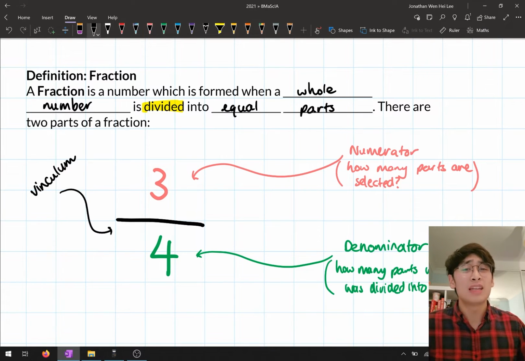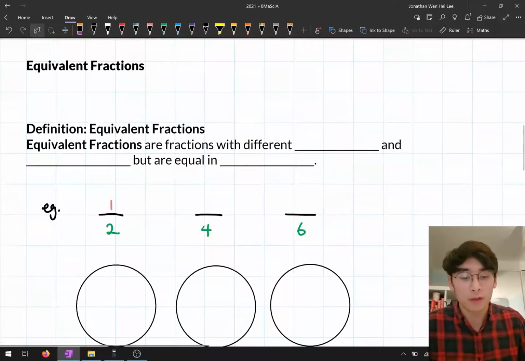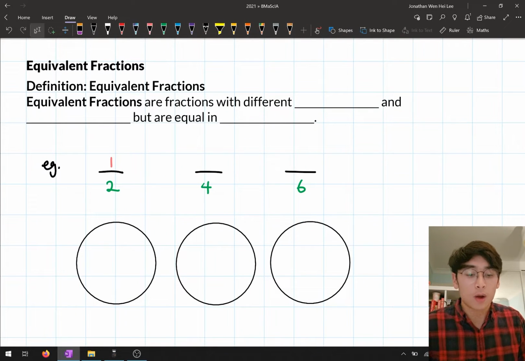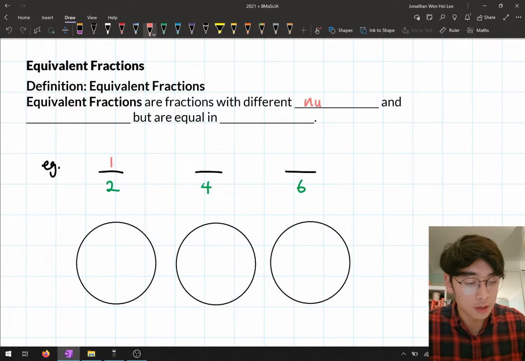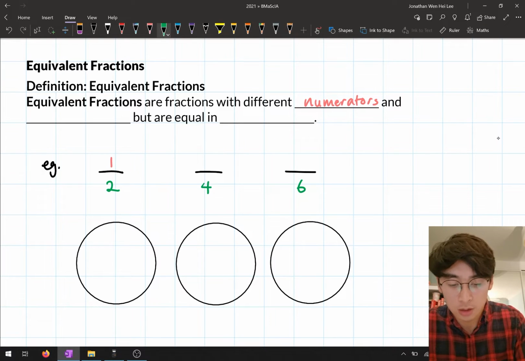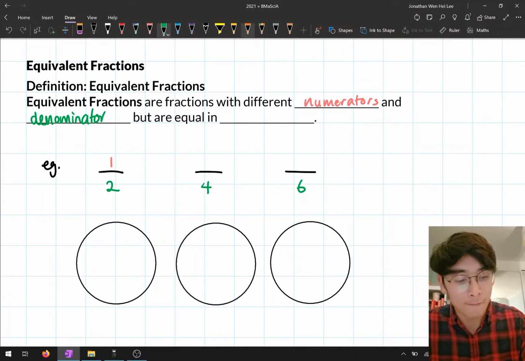What we need to do is work with equivalent fractions. That's what we're going to be talking about in this first part of the lesson. I have a quick definition here of what an equivalent fraction is. Equivalent fractions are fractions with different numerators and denominators. They might not have the same numerator and denominator, but they are equal in value.